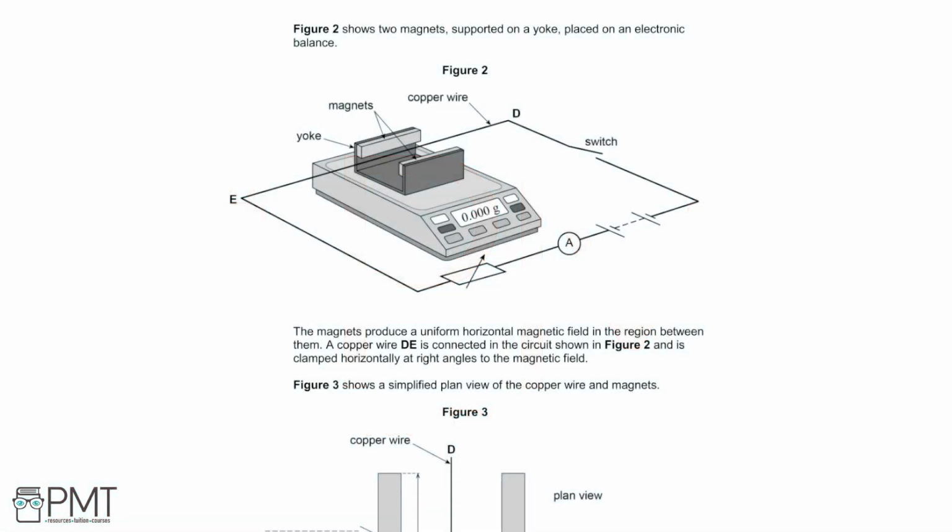This question is about magnetic fields. The question says, Figure 2 shows 2 magnets supported on a yoke placed on an electronic balance. And that's what we see in the diagram, the magnets and the yoke. The magnets produce a uniform horizontal magnetic field in the region between them. A copper wire, DE, is connected in the circuit shown in Figure 2, like so, and is clamped horizontally at right angles to the magnetic field.